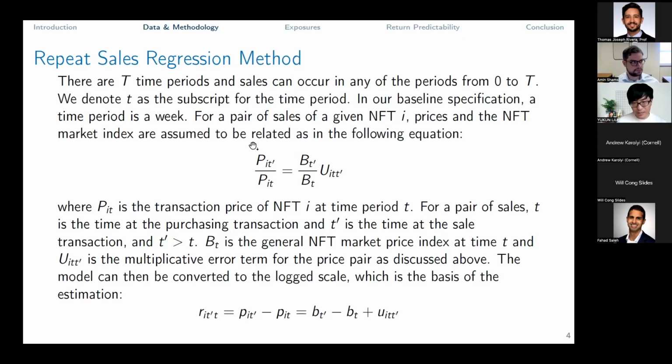If that's the case, if you take a log on the left and right hand side, you're going to get the bottom one over here. And econometrically, you can recover what βt prime and βt are. This is a standard repeat sales regression method. Perhaps the more famous one among the repeat sales regression methods is the Case-Shiller method, which puts some restrictions on the uit parts over here.